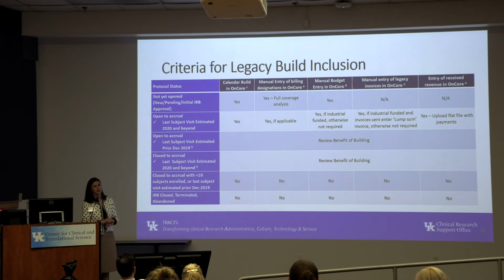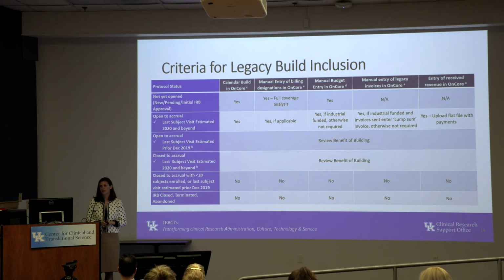And this is a very simple chart of some of the thought that we put into how to prioritize what to build. Basically, a simple way to look at this is if there's going to be activity on this study after this calendar year, then we probably need to go ahead and put it in the system so that you can be working on tracking that activity. But that's about the most simple version. If you're just starting up the study, we want it in there. If it's open to accrual, we're going to put it in there.